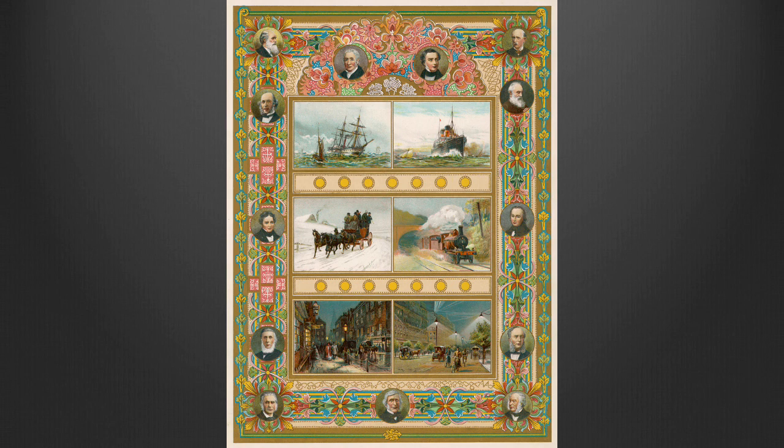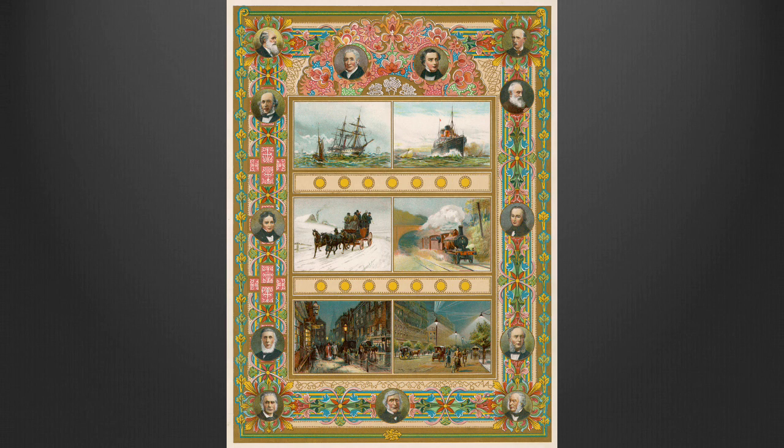This is an English lithograph, and its title is "The Triumph of Steam and Electricity." It commemorated the Diamond Jubilee, or the 60th anniversary of Queen Victoria's rule. It celebrates the accomplishments of the Industrial Revolution in England. The panels show the improvement of the steamboat over the sailboat, the train over the horse and carriage, and electric over gas lighting. In this lesson, you're going to learn about the many causes and effects of the Industrial Revolution.